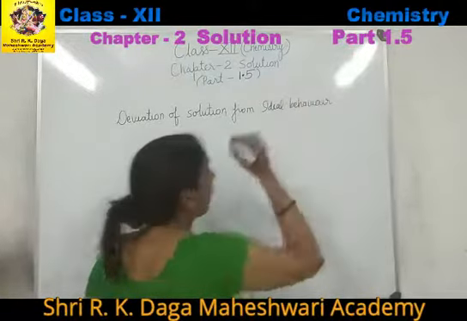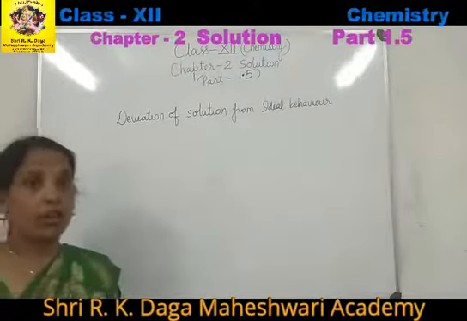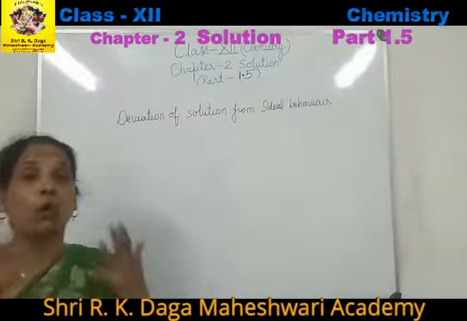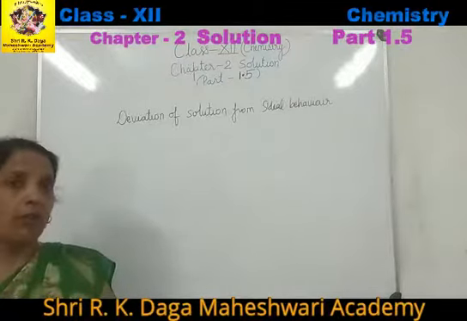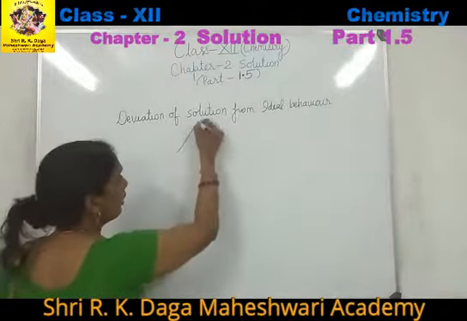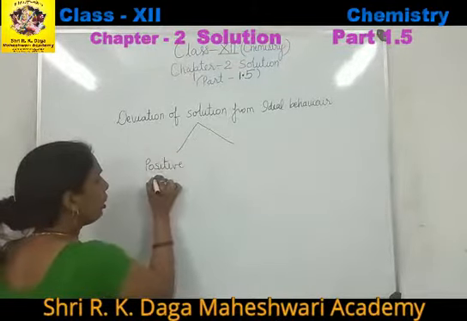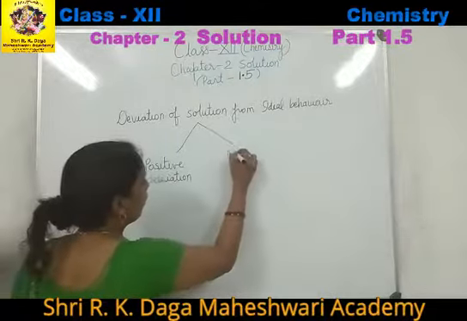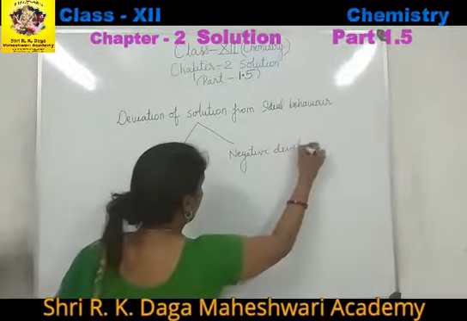In 11th class, we studied about ideal gas and real gas, but no gas is ideal in nature. Similarly, no solution is ideal in nature, means no solution perfectly obeys Raoult's law. What is the cause behind the deviation from the ideal behavior? We will study in this topic. There are two deviations of solution from the ideal behavior. One is positive deviation, and another one is negative deviation from the ideal behavior.